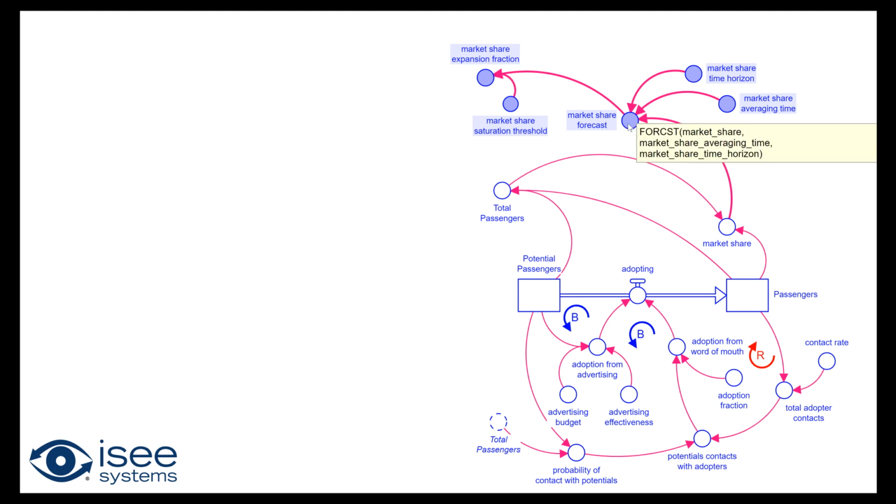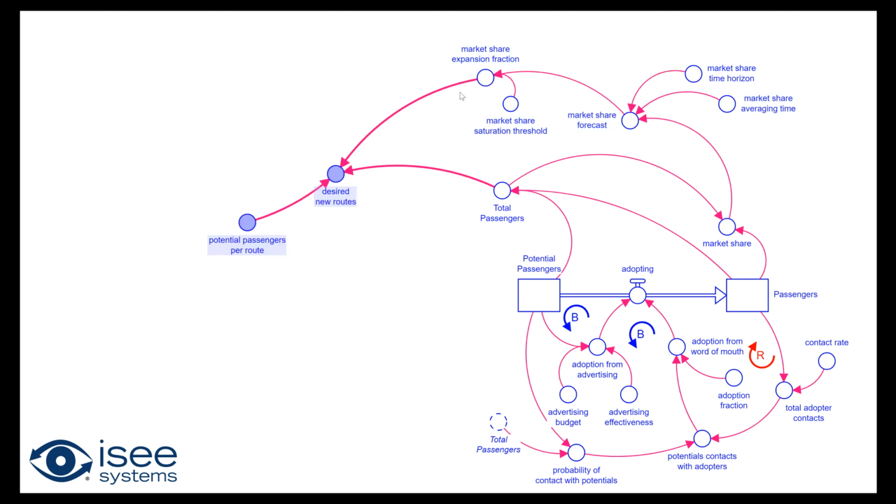We just use the forecast function to do this. Very simple. Those are the parameters. And from there, we decide how much we want to expand our market, how much we want to expand into new territory based on where the market share is, and up to some limit of how much market share we think we can get. From our expansion fraction, how much we want to expand, and this concept of potential passengers per route, we can calculate how many new routes will let us expand that much.